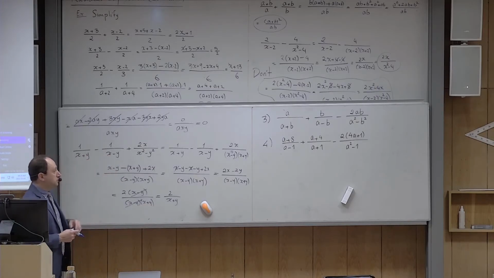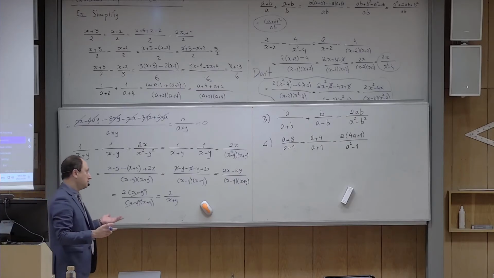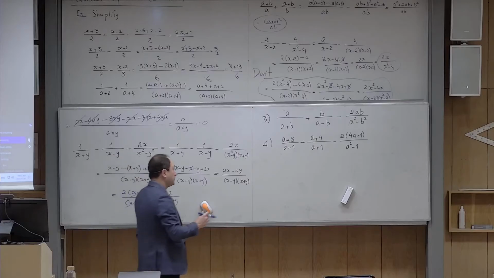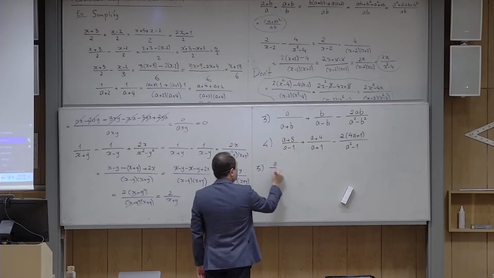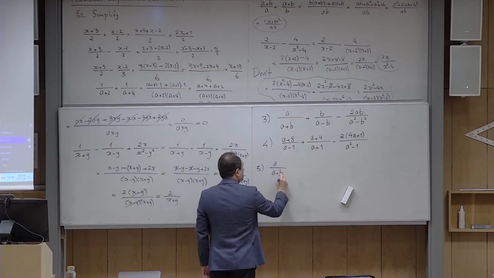So what about number 3? Anyone? Yes, the answer is a plus b divided by a minus b. Okay, a plus b, a minus b. Let us see how it goes. So again, number 3, the first step is to factorize the denominators if possible.